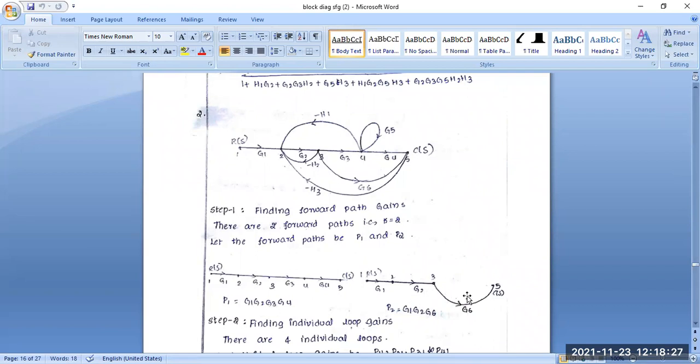Another path is P2. Which one? This one goes through nodes 1, 2, 3, then this way to the output point. So P2 equals G1 G2 and G6. The first step is to find the forward paths. Is it clear, all of you?